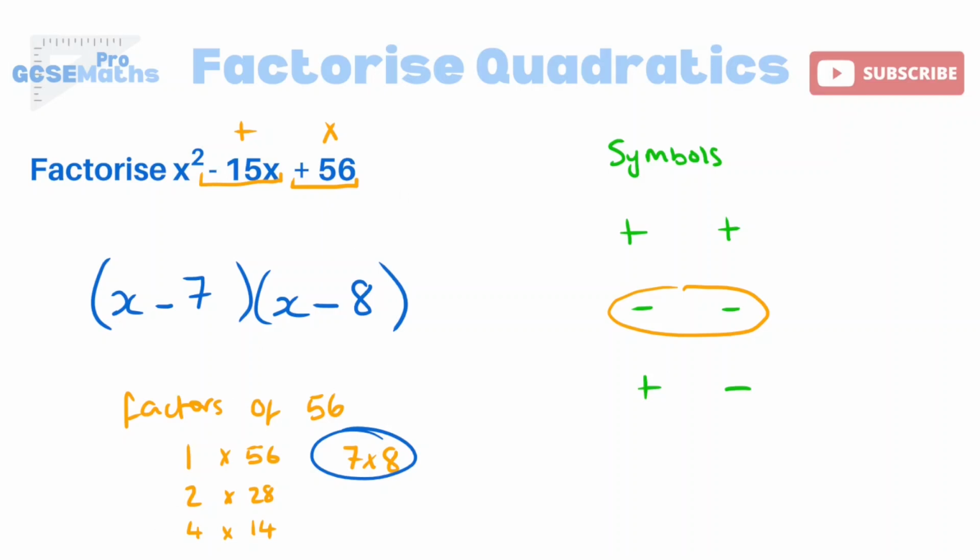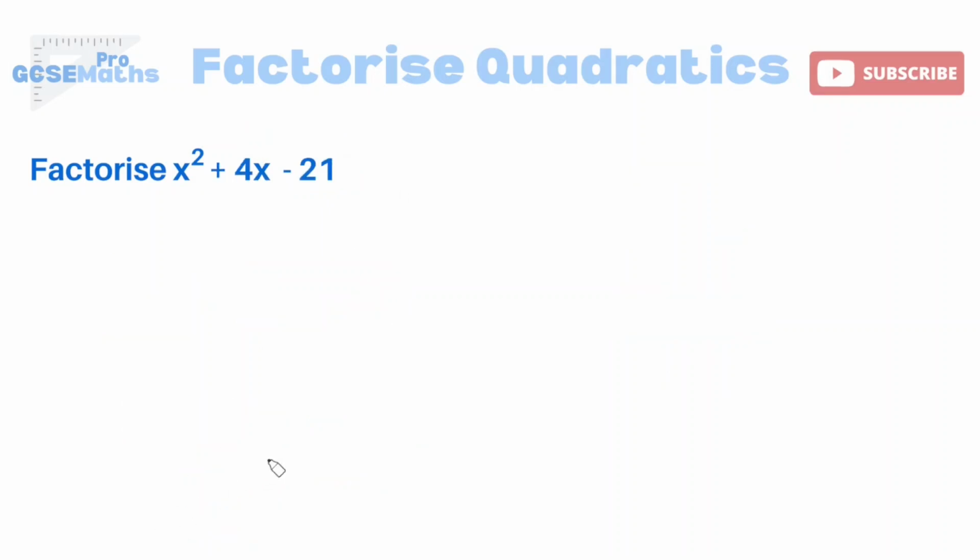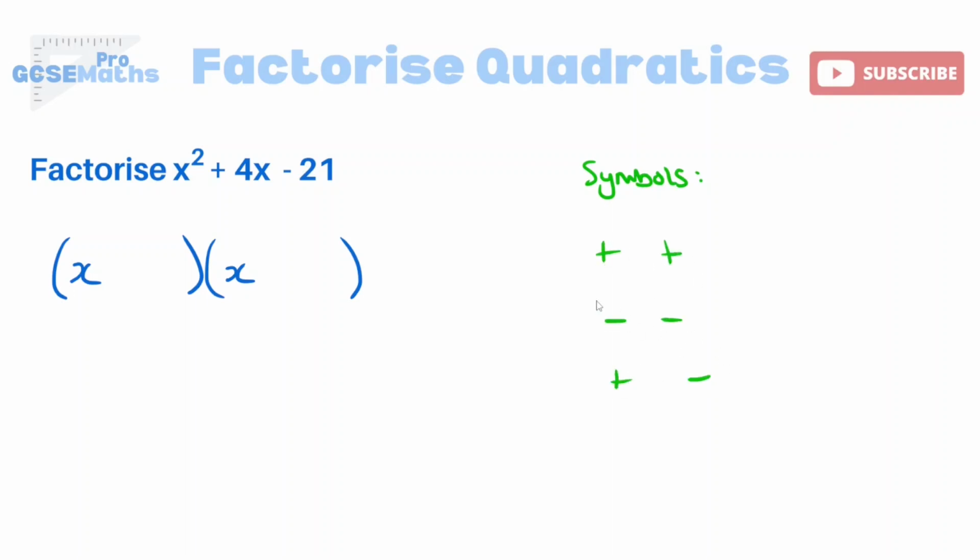Okay, the next one. So we're going through the same process, but you can see the symbols are listed differently. So I'm going to start off by just drawing my brackets. Again, it's just 1x squared, so I put x here and x here. Now we're going to see what symbols we need. So out of our 3 choices, 2 pluses, 2 minuses, and a plus and a minus.